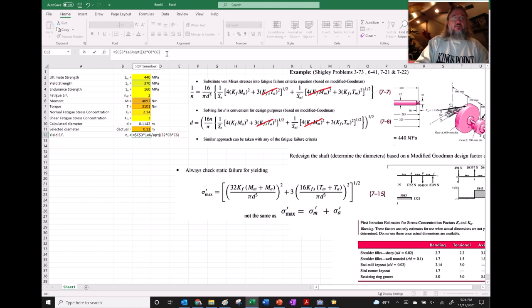Actually we don't need to close parentheses yet, because we could divide by pi and then divide by this diameter cubed. And now we can close the parentheses, right? And now we go plus 3 times, and boom, boom, boom. No, we don't need a parentheses. We could just go 16 times KFS times the torque.